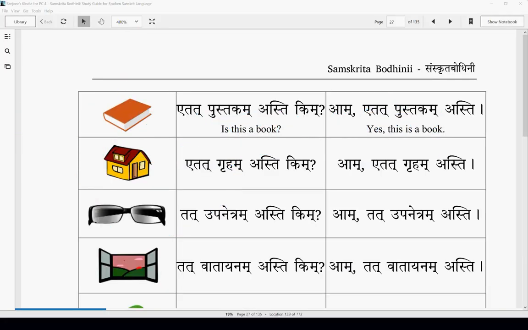Those which do not have lingam in Sanskritam, they are called avyayam. Avyayam is indeclinables. So they do not have any lingam. They just exist as it is. No change in the lingam.